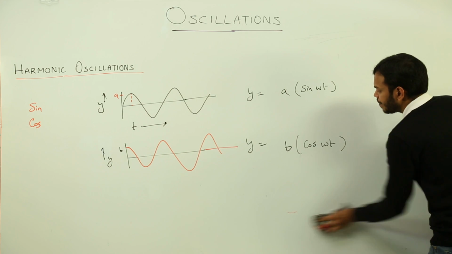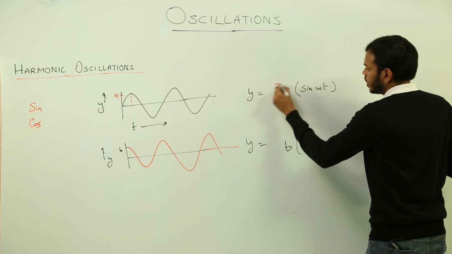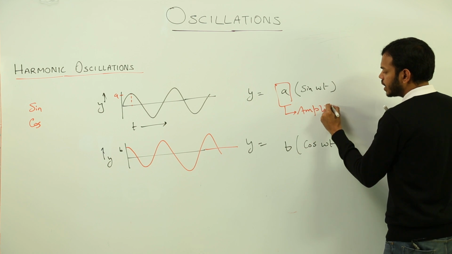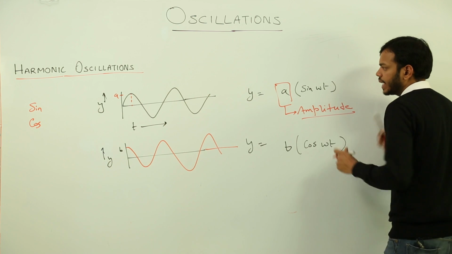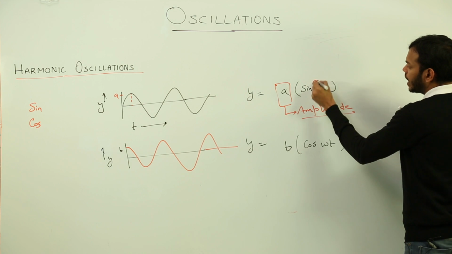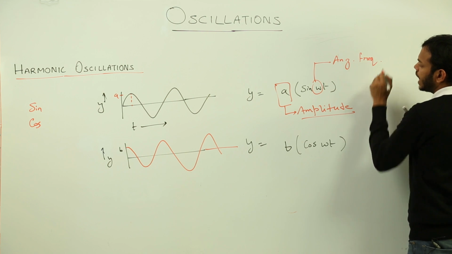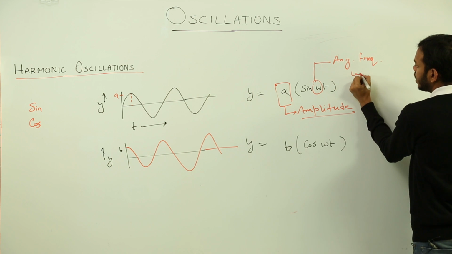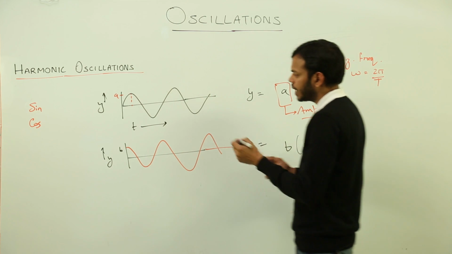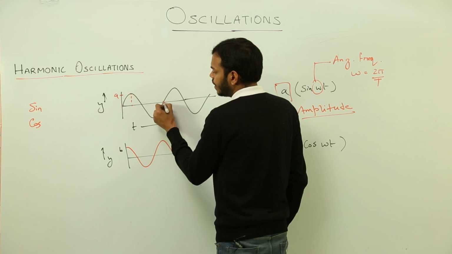What are those? First of all, I'll talk about this. This is amplitude. What is amplitude? This is the maximum displacement of the particle or the body from its mean position. Then we have omega. Omega is called angular frequency. What is angular frequency? It is 2 pi by T. Now what is this new term T? This is time period. Time period is the time taken by the object to cover one complete oscillation.